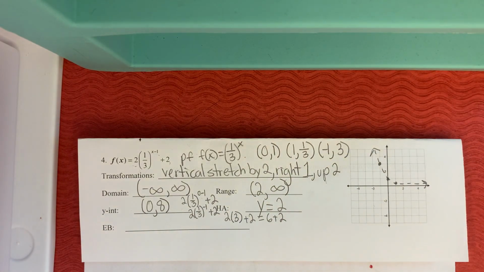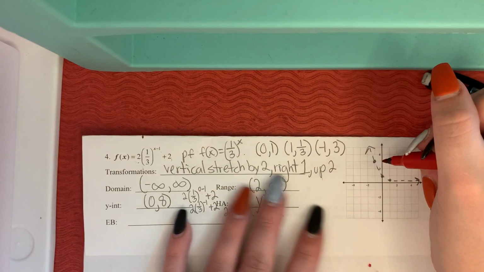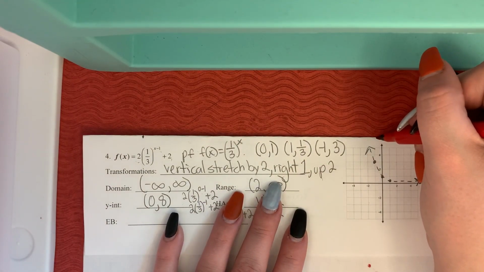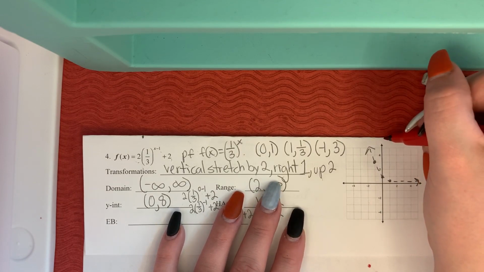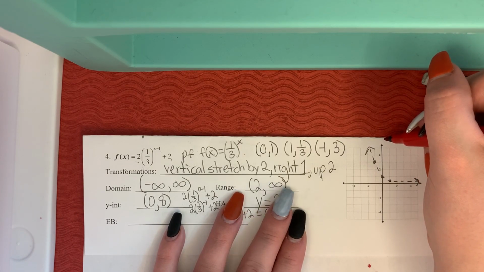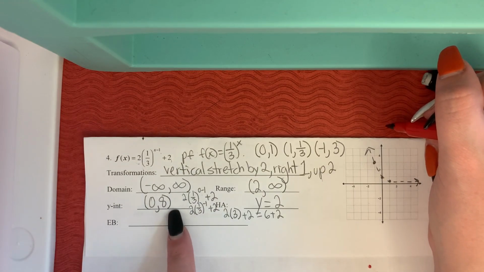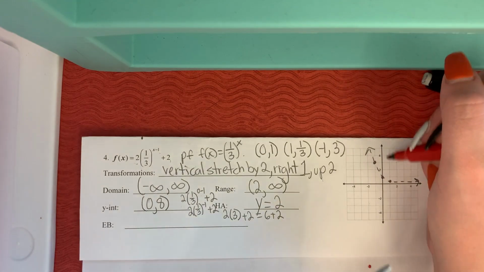Okay, so we'll start with that first point, negative 1, 3. That's going to be vertically stretched by 2. That would take us to negative 1, 6, which is actually already off our graph. And then we'd move right 1, so 0, 6, and up 2, so 0, 8. So that's actually our y-intercept, but it's not going to appear on this graph, so I'm not going to plot it because it won't fit.